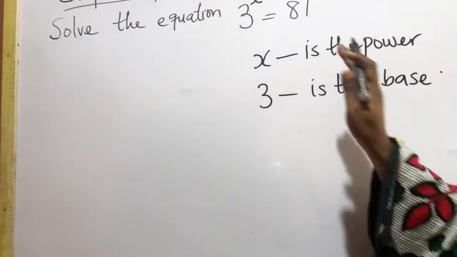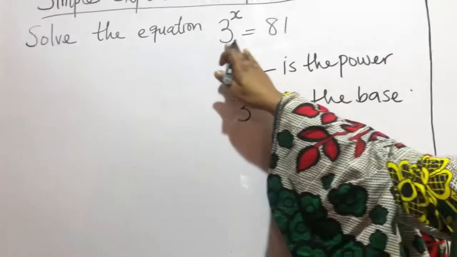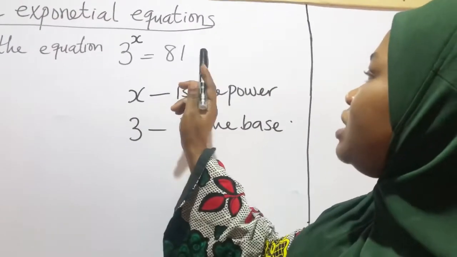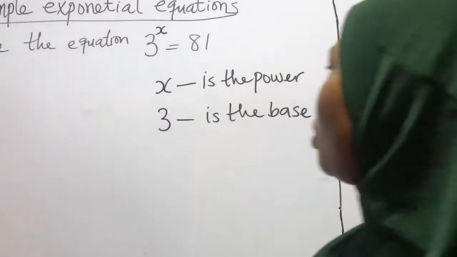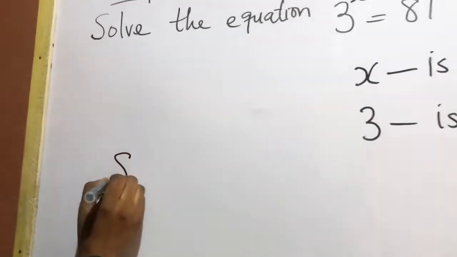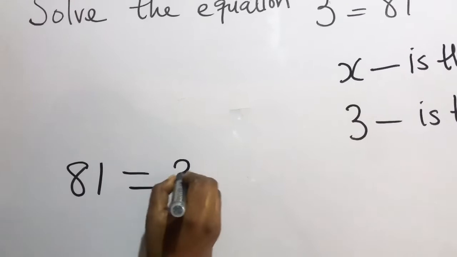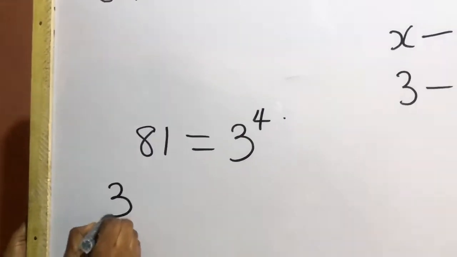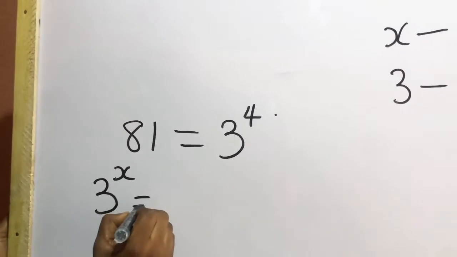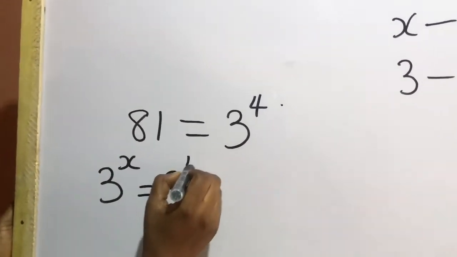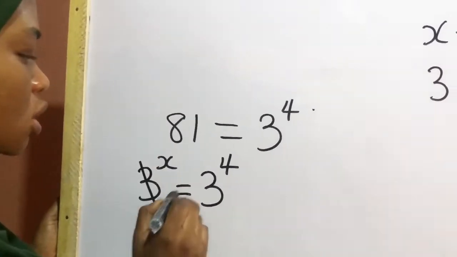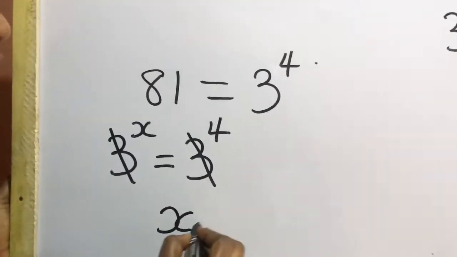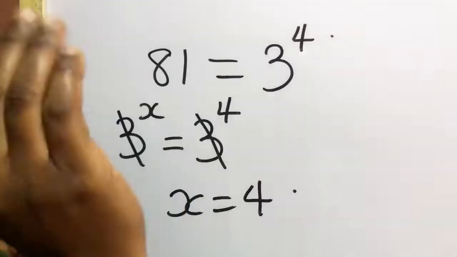Now, if you see any kind of question that is in this form, you have to make sure that they have the same base. Now, you can see that 81 is the same thing as 3 raised to power 4. So, you now see that 3 raised to power x is equal to 3 raised to power 4. Then, you are going to cancel their bases. Then, x is equal to 4. Bingo. Very simple.